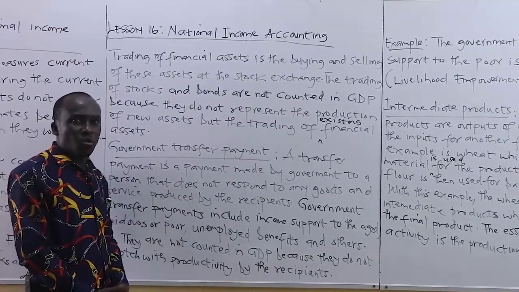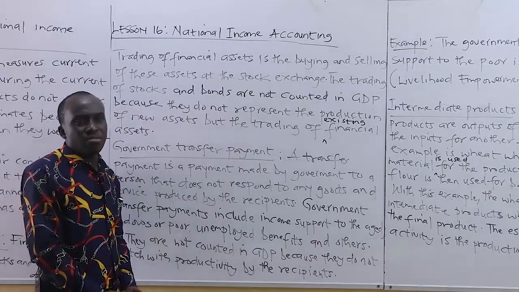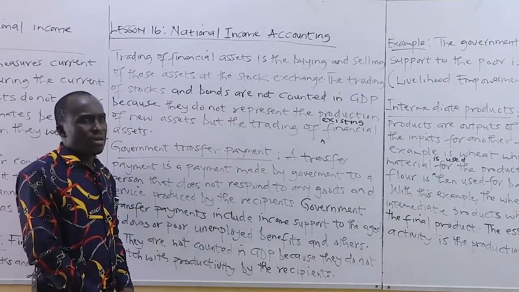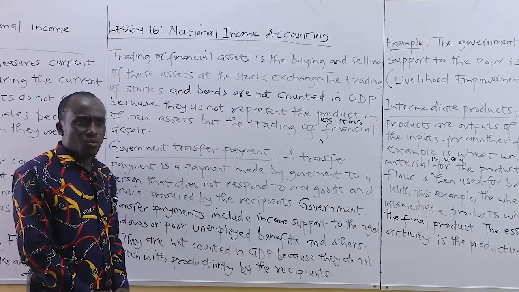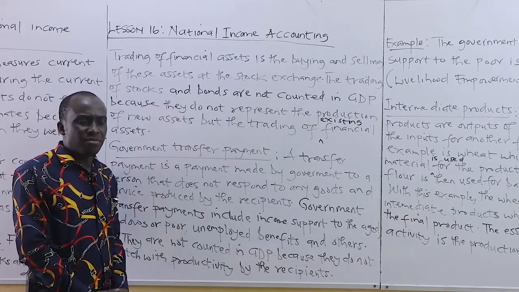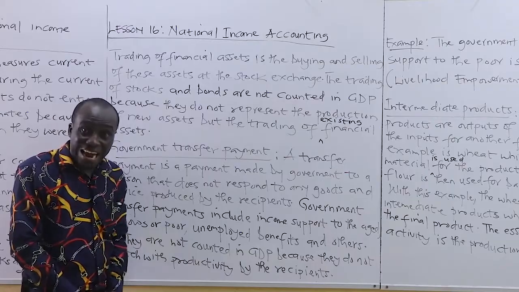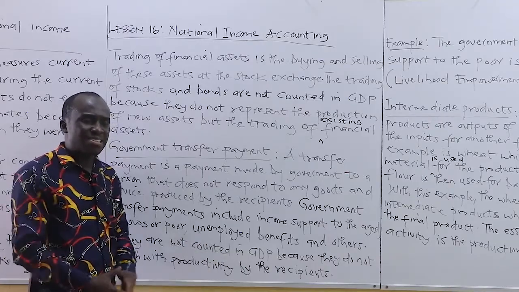In some countries, when you are not working, every month the government gives some amount of money. In the US, I think it's about $300 every month. In the US, if you are earning less than $65,000 in a year, if they put your salary together, you earn less than $65,000.